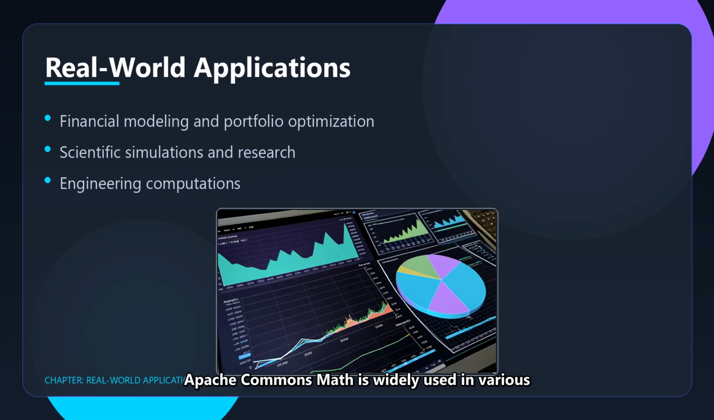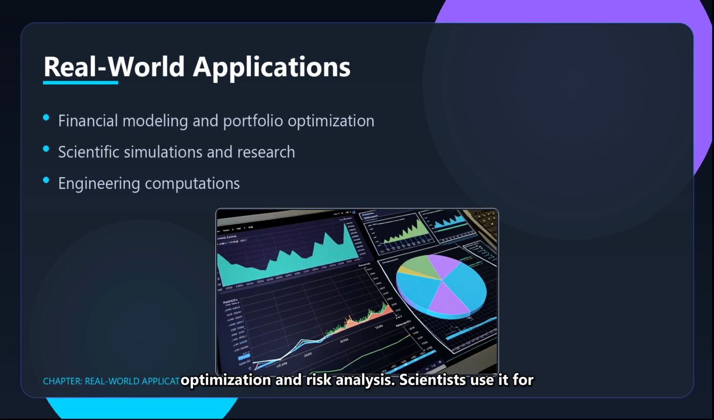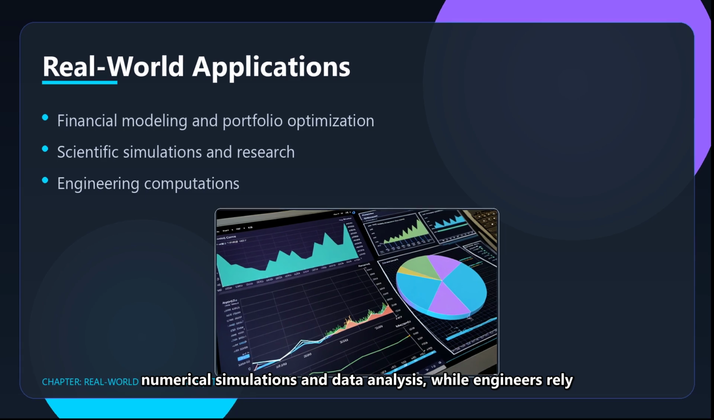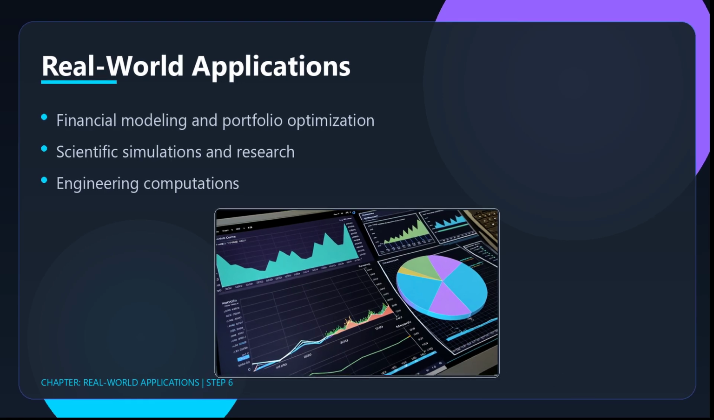Apache Commons Math is widely used in various real-world applications. In finance, it helps with portfolio optimization and risk analysis. Scientists use it for numerical simulations and data analysis, while engineers rely on it for solving complex computational problems.